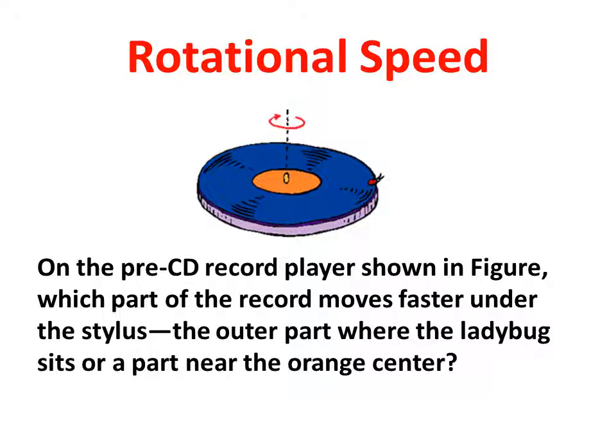Rotational speed. Now let's see what is rotational speed. On the pre-CD record player shown in figure, which part of the record moves faster under the stylus? The outer part where the ladybug sits, or a part near the orange center?